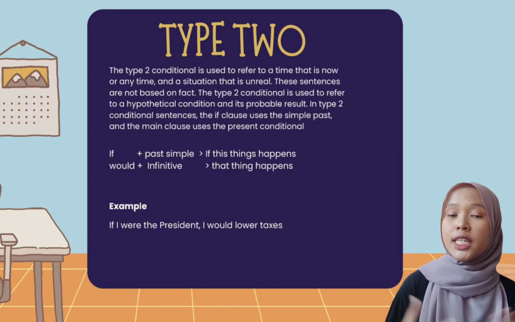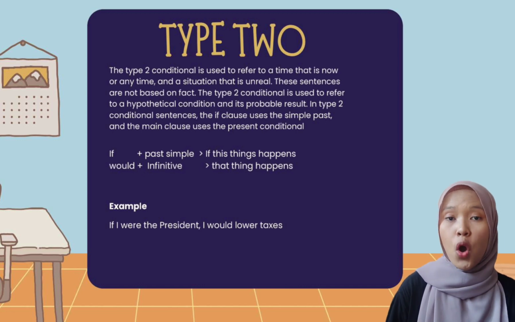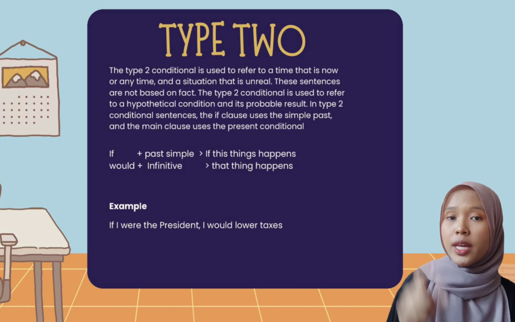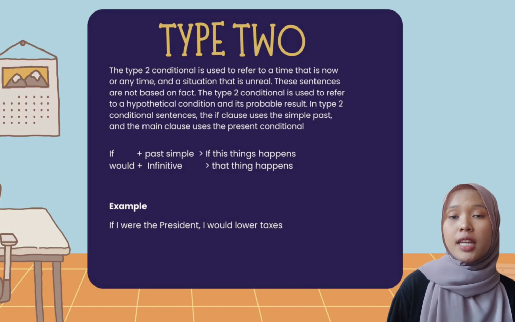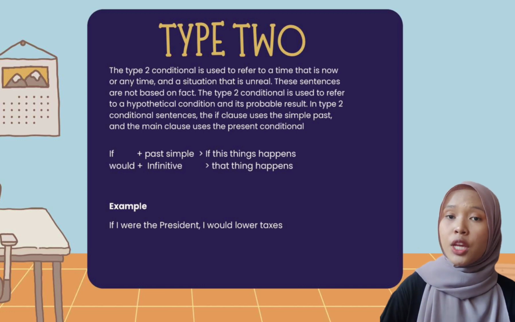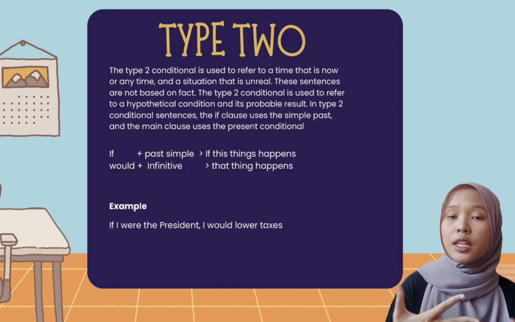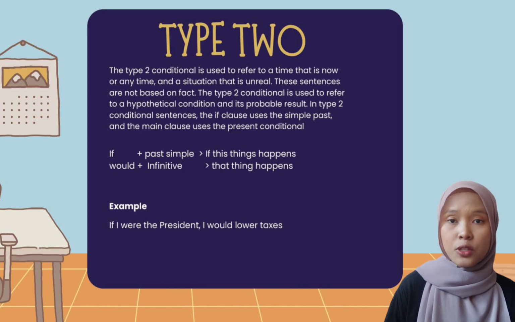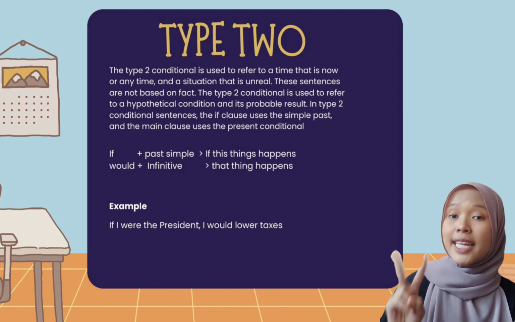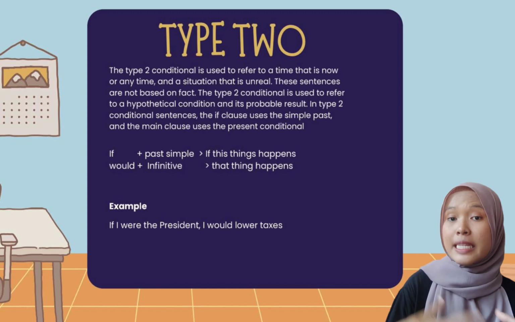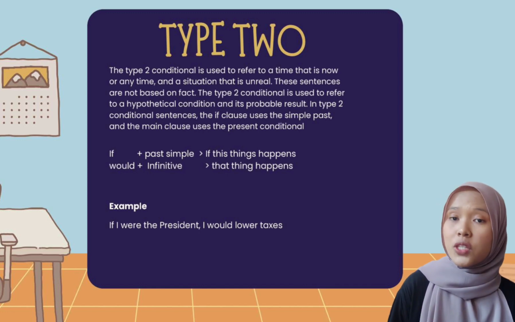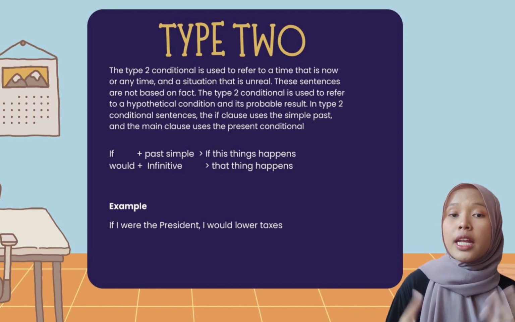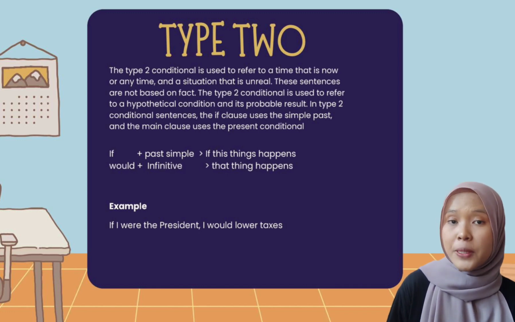The type 2 conditional is used to refer to a time that is now or any time, and a situation that is unreal. The sentences are not based on fact. The type 2 conditional is used to refer to a hypothetical condition and its probable result. In type 2 conditional sentences, the if clause uses the simple past and the main clause uses the present conditional. Use the second conditional to talk about things in the present that are impossible.